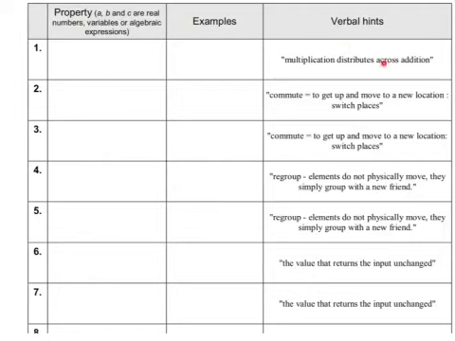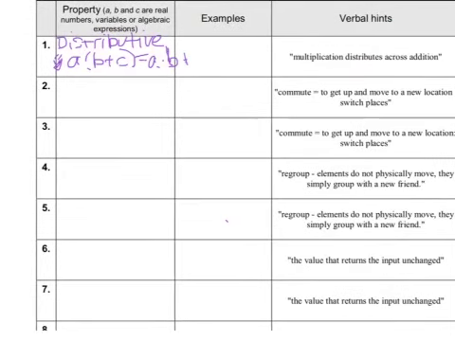Multiplication distributes across addition. This example is going to obviously be the distributive property. Now the example is saying across addition, so we're going to show this as A times (B plus C) equals A times B plus A times C.